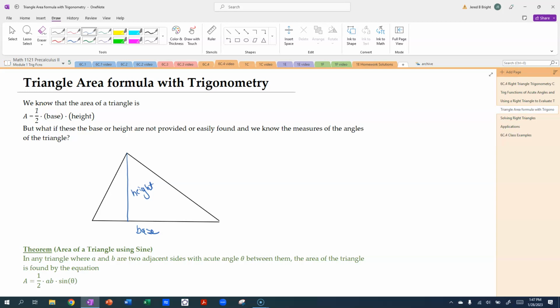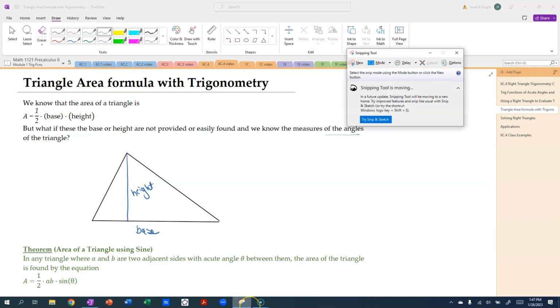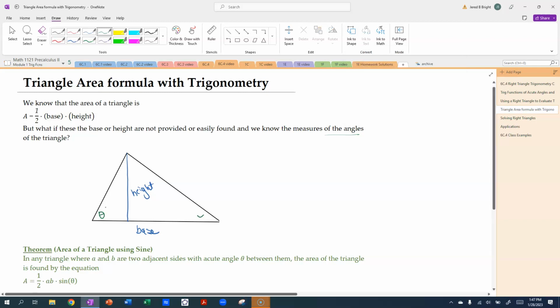Now, in some instances, it's not going to be so easy to find one of these quantities. Or maybe we're given some other information. For instance, maybe we know the measures of the angles. So let's call this theta, and then we'll call this alpha. And then this whole thing here would be an angle beta. And let's say we know that this is a side length of A, this is a side length of B, and that would be a side length of C, just to give these things numbers. And we don't know what the height is, but we know everything else about the triangle.